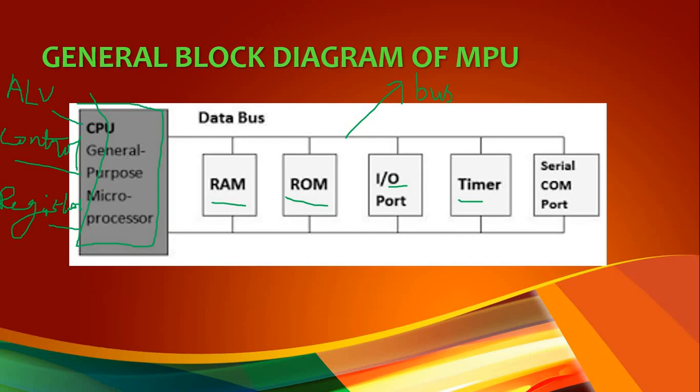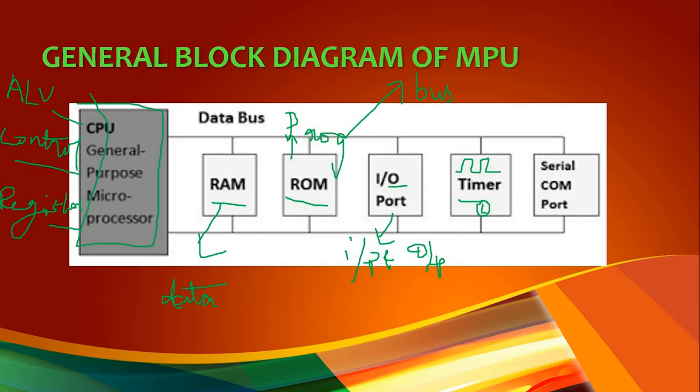Okay, this RAM is nothing but the data memory. This ROM is the program memory. What is this IO port? It is the input and output pins. Next one is the timer. What this timer will do is produce the clock pulses.